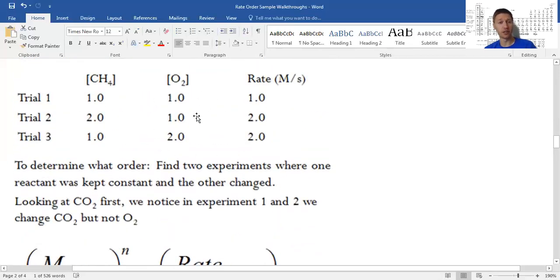How does oxygen affect the rate? We're going to find 2 trials where only oxygen's change, but nothing else is. So trial 1 and trial 3, we keep the CH4 the same, but we change the O2. So when we doubled the O2, we doubled the rate. We'd say in this one, O2 is also 1st order.